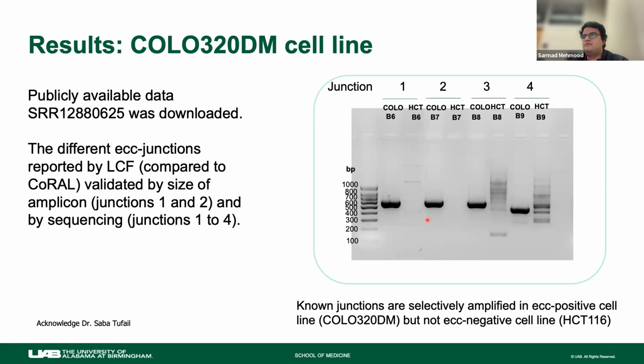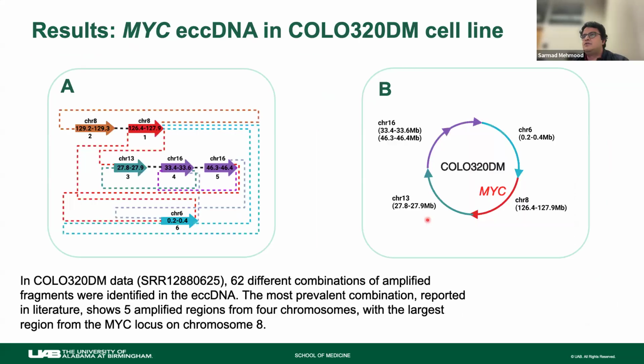So in this graph of the COLO 320DM cell line, we are showing the amplicons, and there can be different combinations of ecDNAs which can be formed. And in figure B, we are showing five of the ecDNA fragments from 4 chromosomes, with the MYC gene at chromosome 8.